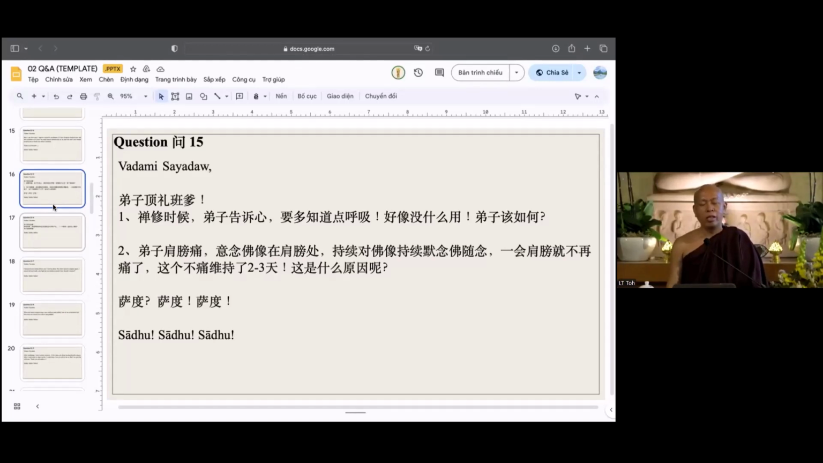Okay. Second. The second question is, he has shoulder pain. So he tried to visualize the Buddha statue at his shoulder and recollects Buddha's qualities there. After a while, the shoulder becomes not painful anymore. And this has been maintained for 2 or 3 days. What is the reason?